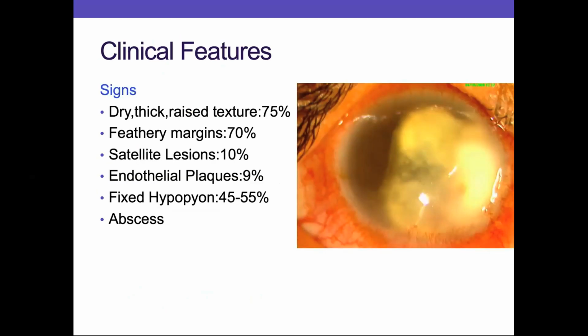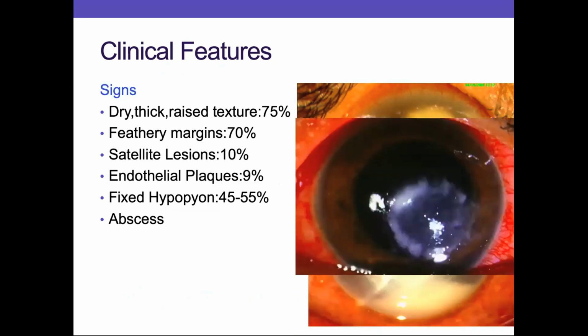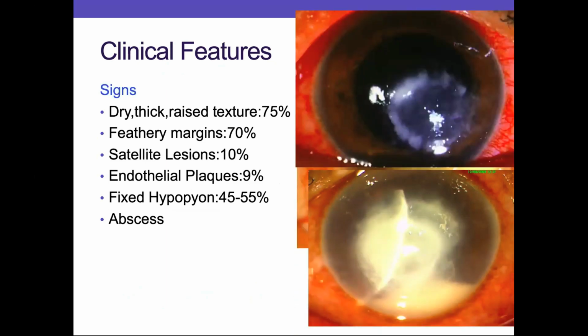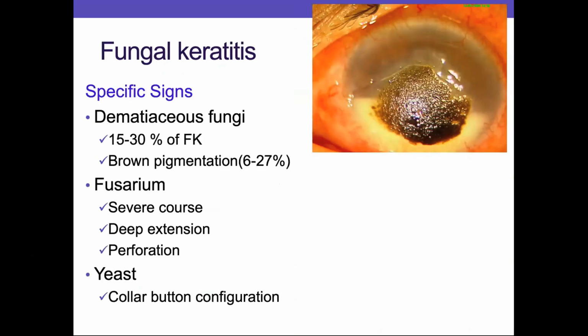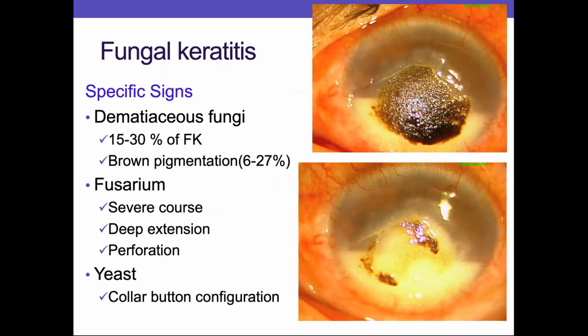So you will have a dry, thick, raised texture with feathery margins, satellite lesions, endothelial plaques, and fixed hypopyon. And sometimes you will have brownish pigmentation like this. So this is not iris prolapse. This is brownish pigmentation of a dematiaceous fungus. And when you treat it, the pigment disappears. Of course, Fusarium will have a very severe course, and yeast has a collar button configuration.